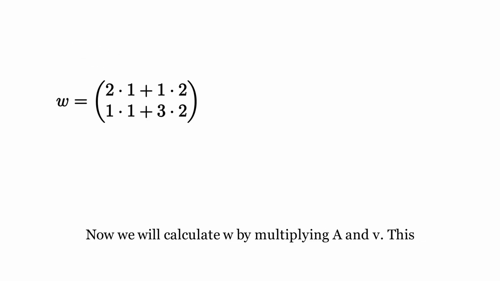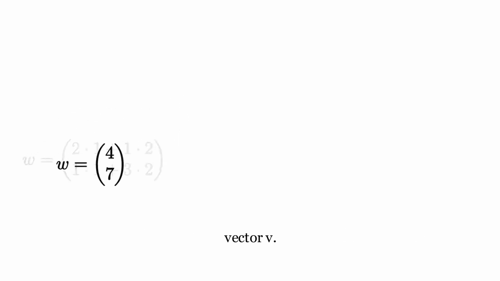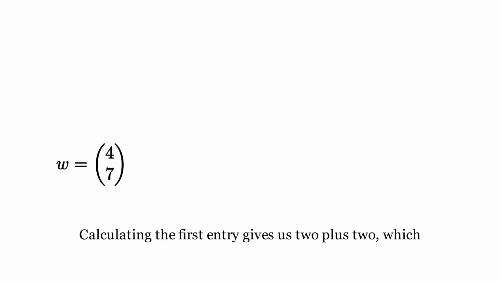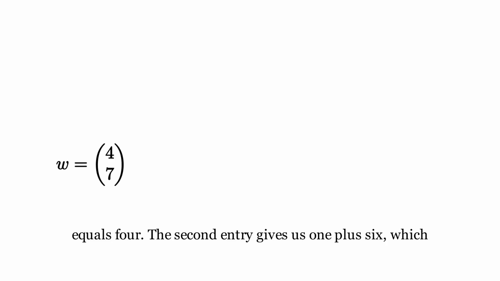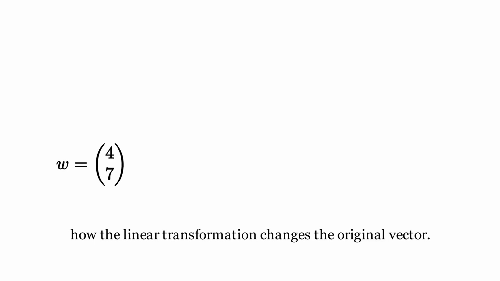This involves taking the dot product of each row of A with the vector v. Calculating the first entry gives us 2 plus 2, which equals 4. The second entry gives us 1 plus 6, which equals 7. Thus, the transformed vector w is (4, 7). This shows how the linear transformation changes the original vector.